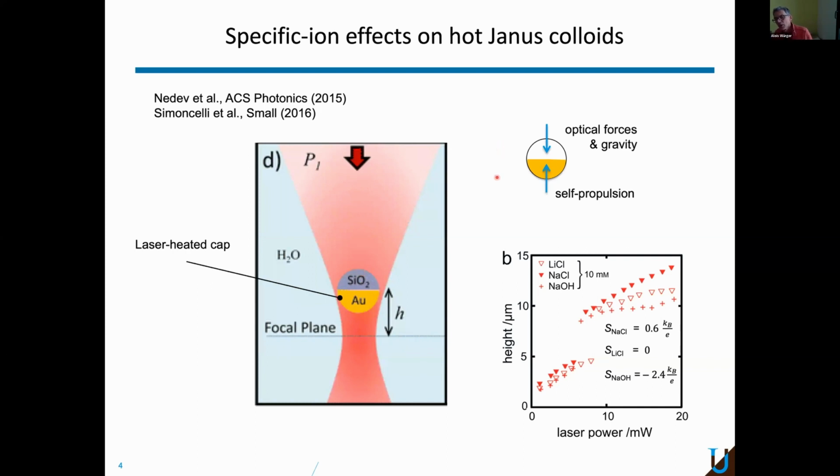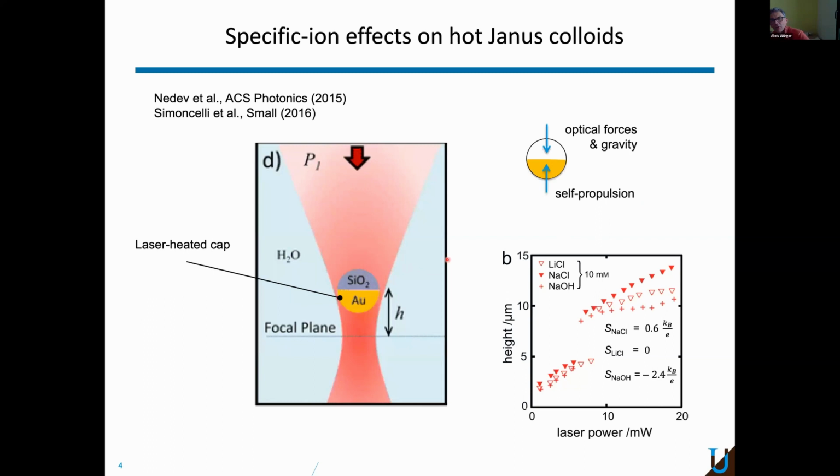Now, if you suppose that there is some kind of symmetry in the laser beam at the focal plane, you have vertical forces which are downward, which is the optical forces and the gravity of a particle. And then you have self-propulsion. Janus particles move on their own. And this would be upwards here because the particle is kept down. And so when you observe this height here, you see the importance of self-propulsion.